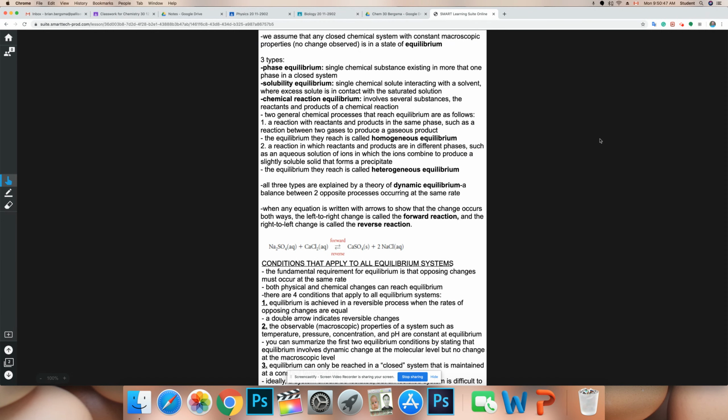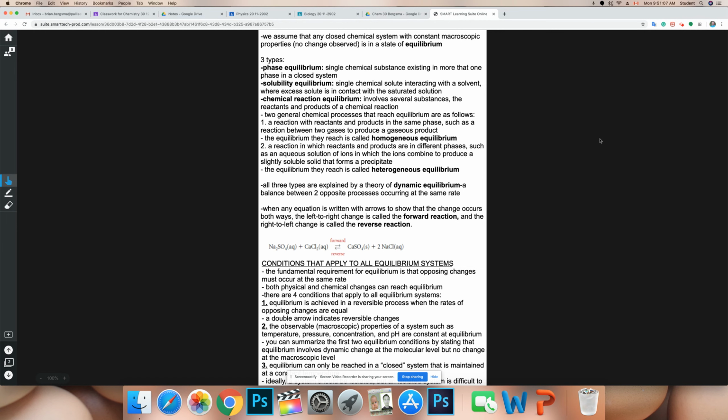So that would be the example of the copper(II) sulfate saturated solution. And then the chemical reaction equilibrium. This involves several substances, the reactants and products of a chemical reaction. So two general chemical processes that reach equilibrium are as follows.